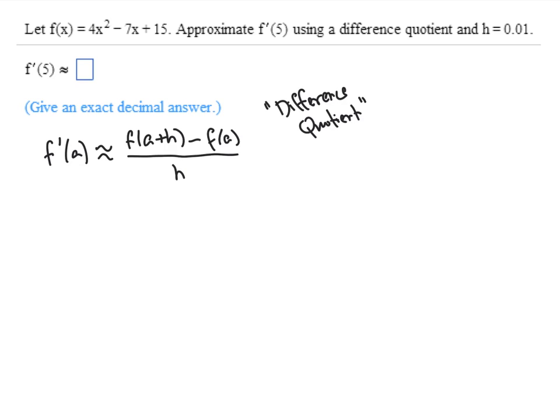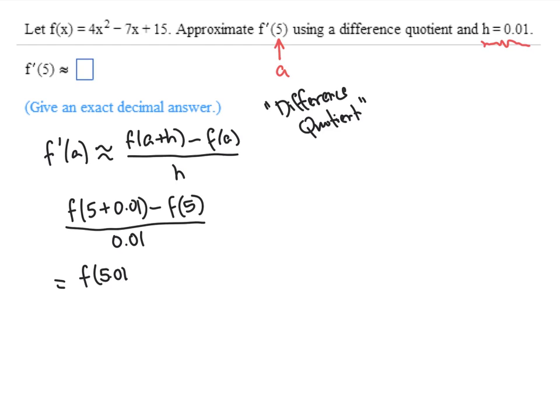So the a in our example is going to be 5, because we're asked for f prime of 5, so a is going to be 5. And then h they give us as 0.01. So now we just have to plug those values into our expression. So we've got f of 5 plus 0.01 minus f of 5 divided by 0.01. So that's f of 5.01 minus f of 5 divided by 0.01.